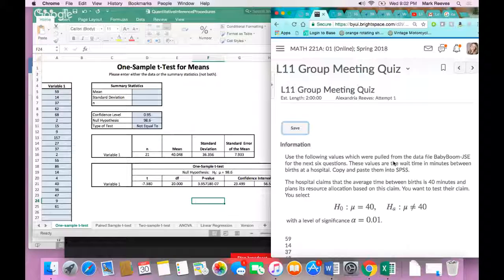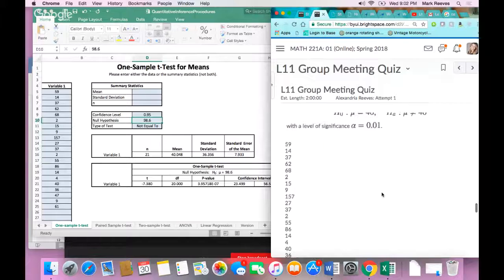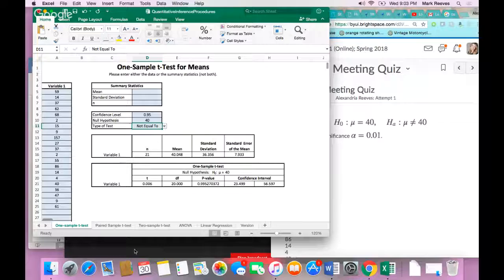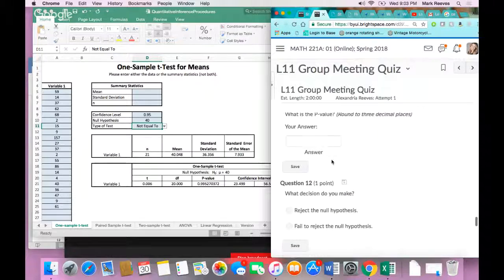Okay. Wait, I think the null hypothesis should be 40. Oh, okay. Because, hold on. In this, that would make sense, so it's got to be 40. Let me change that. Okay, so that gives me 0.99527. Cool. Is that what you got? That's what I got too. Good. See, you weren't messed up this time. It was me. 0.995. Okay.